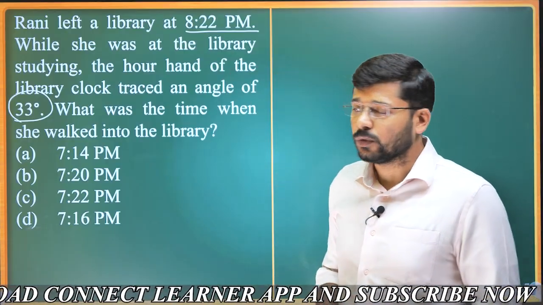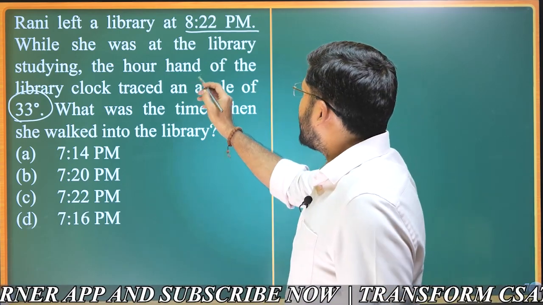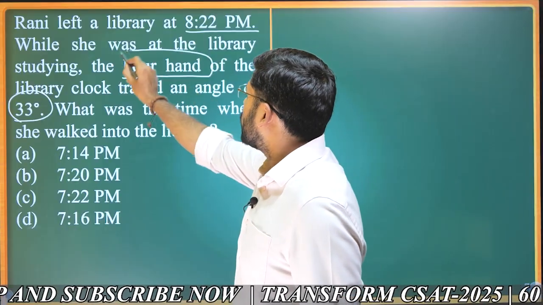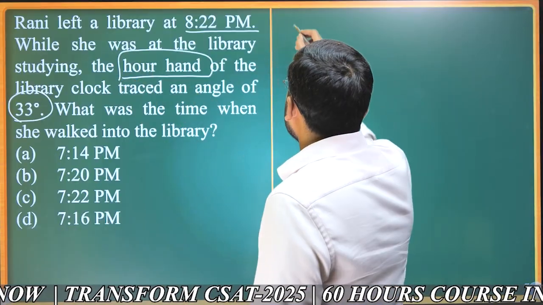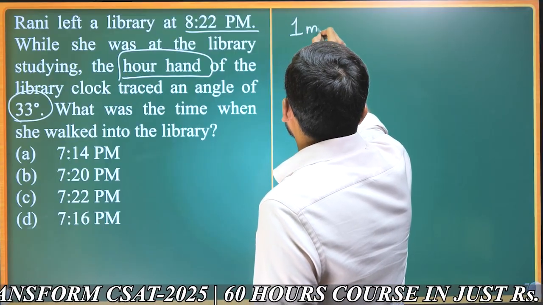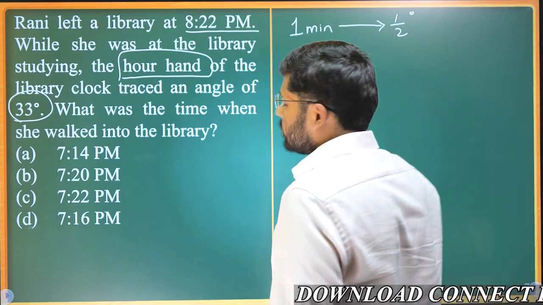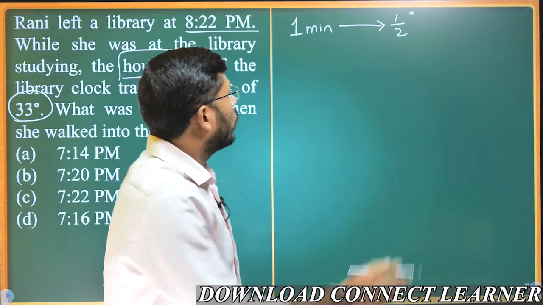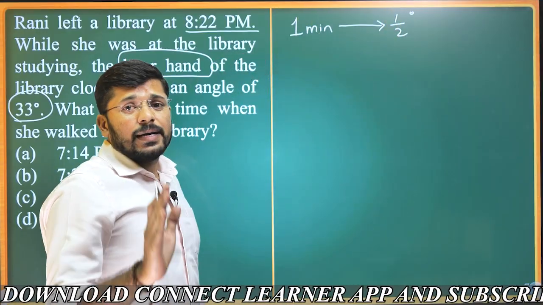So how do we do this one? It is not so tough. I will show you how. Now they are talking about the hour hand, right? And what is the speed of the hour hand? It is half degree per minute. So it means that for every 1 minute, the hour hand will make half degree angle. So however many minutes it takes, half of that degree angle it will make.